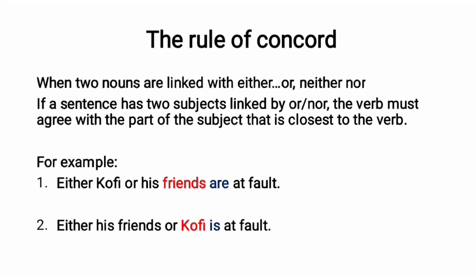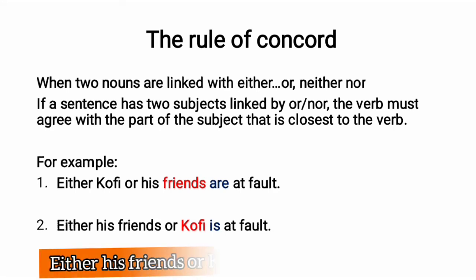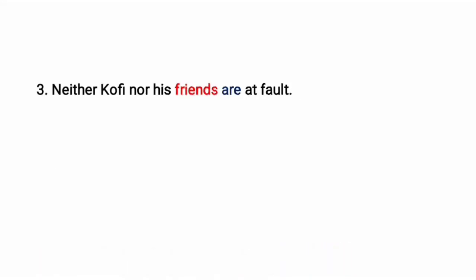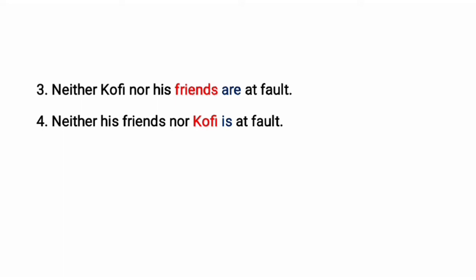Either his friends or Kofi is at fault. The noun that is closest to the verb is Kofi. Kofi is a singular noun. Therefore, it goes with the singular verb is. It is equally wrong to say here that either his friends or Kofi are at fault. Example 3. Neither Kofi nor his friends are at fault. Neither his friends nor Kofi is at fault.